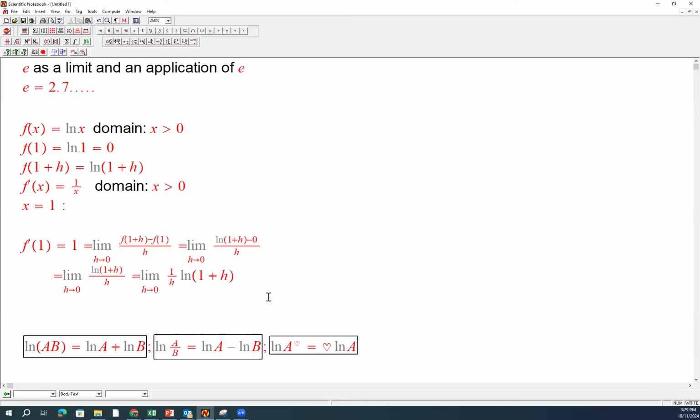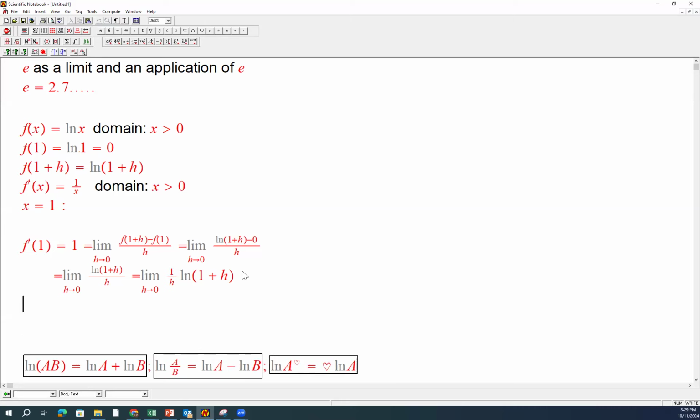Once we get to this point, we are going to apply the power rule, which is the third one. We're going to apply the power rule from right to left, treating 1 over h as the power, which is right in front of ln. We're going to bring it up to be the power inside the logarithm. I'm going to show you next.